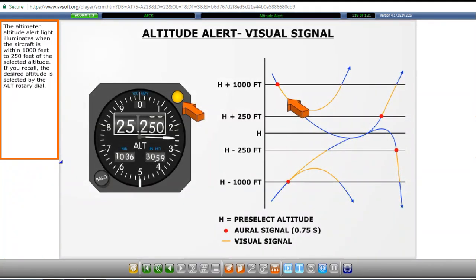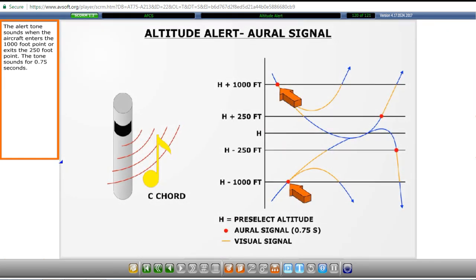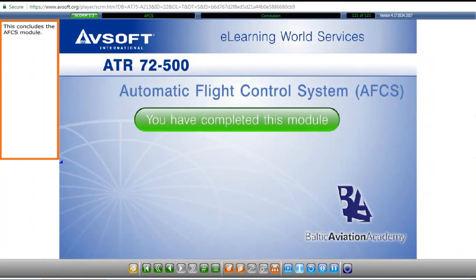The altimeter altitude alert light illuminates when the aircraft is within 1,000 feet to 250 feet of the selected altitude. If you recall, the desired altitude is selected by the altitude rotary dial. The alert tone sounds when the aircraft enters the 1,000-foot point or exits the 250-foot point. The tone sounds for 0.75 seconds. This concludes the AFCS module.